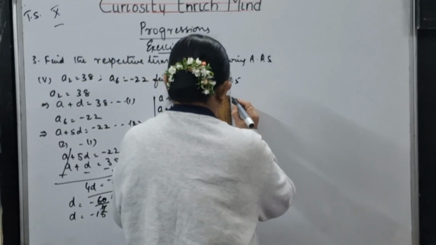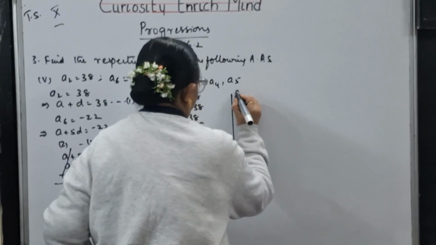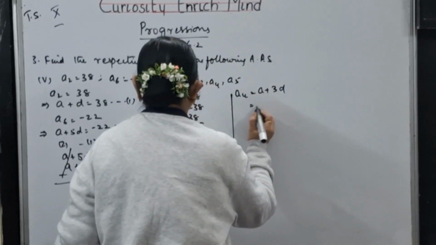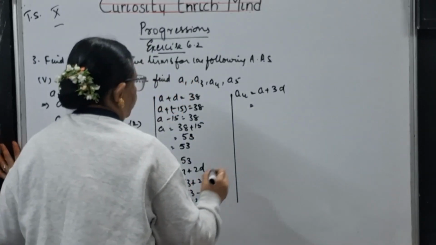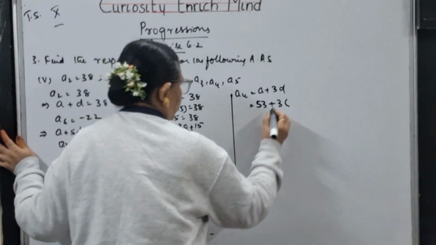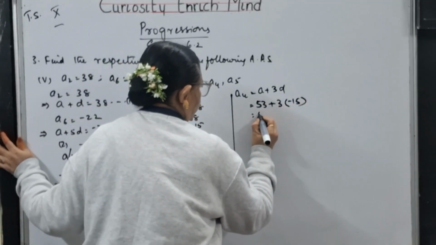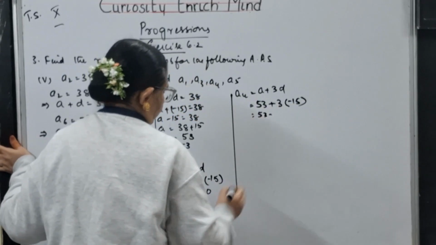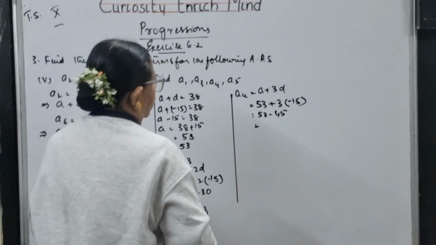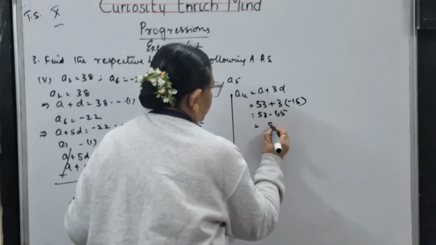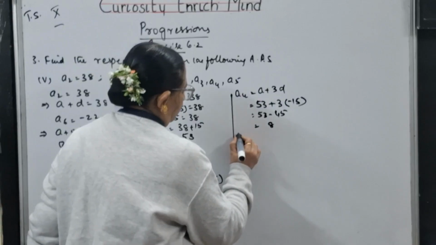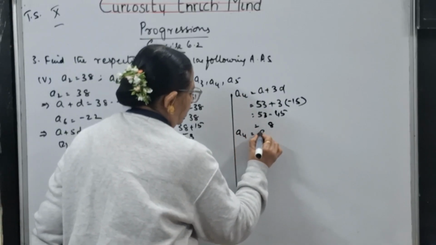Now, you have to go for A4. A4 is equal to A plus 3D. A is how much we have got? 53. Plus 3 into D is minus 15. 53 minus 45. So, how much are you getting? 8. That's all. A4 is 8.